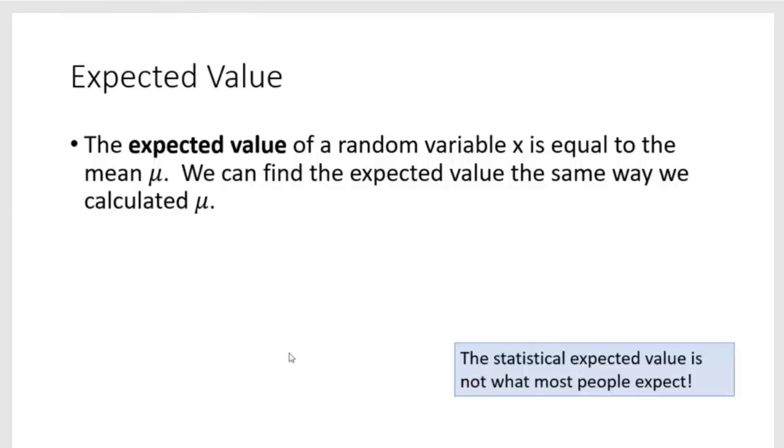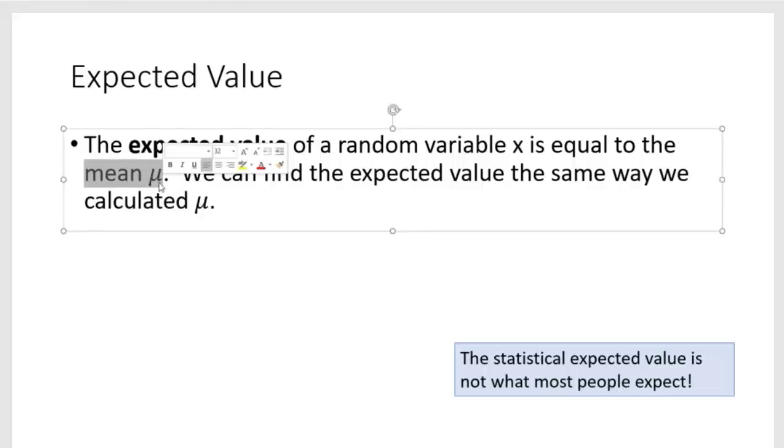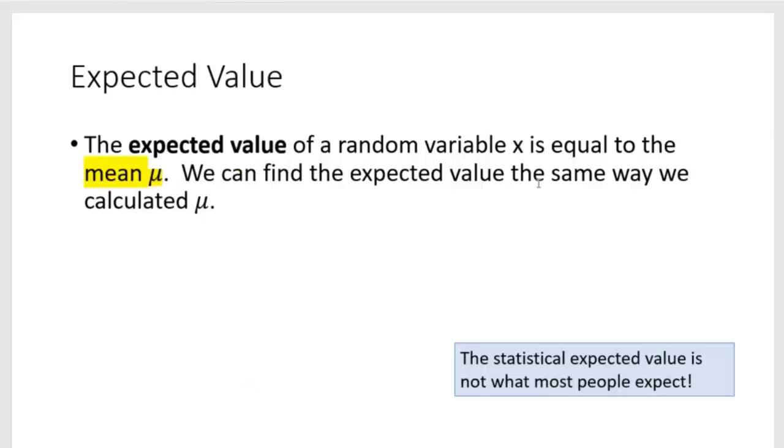Okay, now expected value is another statistical term, and it's going to be frustrating to you if you don't just take this definition and go with it, because actually the expected value is not going to be what any person off the street expects to happen. It has a definition: the expected value of a random variable x is equal to the mean mu. So you can find the expected value the same way you calculated the mean, which means if you're using your calculator and using those lists, then you can easily do that because it's going to show up on that calculator as x bar. So it is not what most people expect to happen.